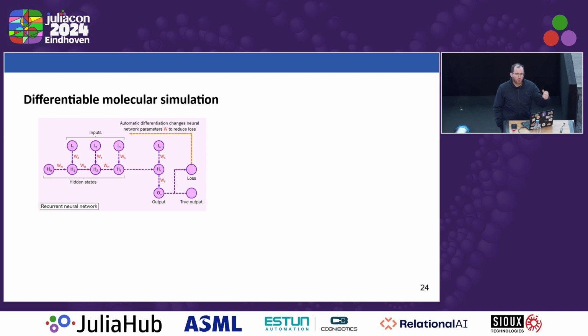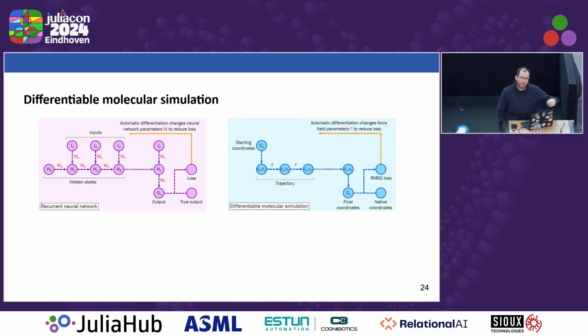And this is how basically all neural networks are trained. And the idea of a differentiable simulation is you do the same thing, except you have your starting coordinates, you then step through the trajectory using molecular dynamics and your force field parameters. You then have some loss function.